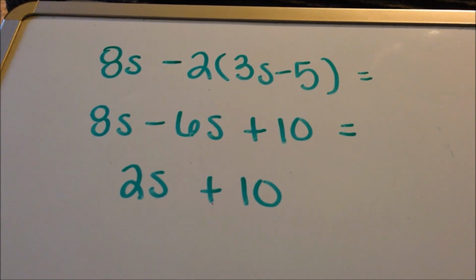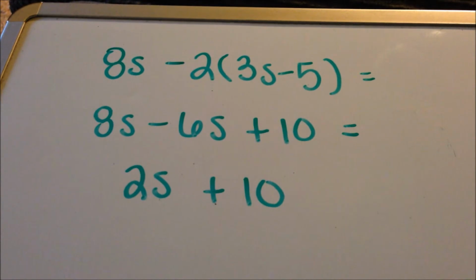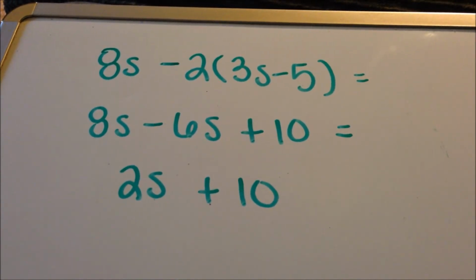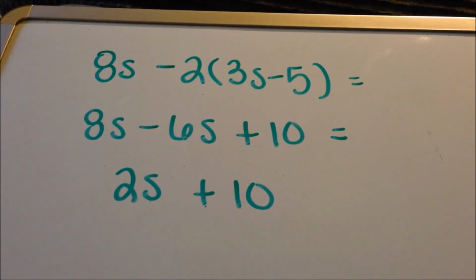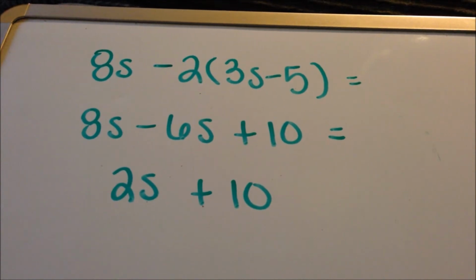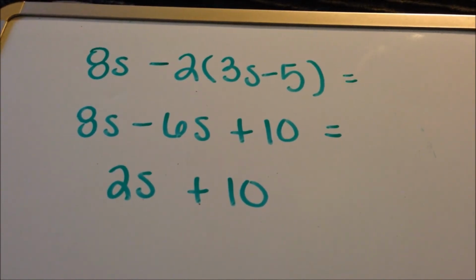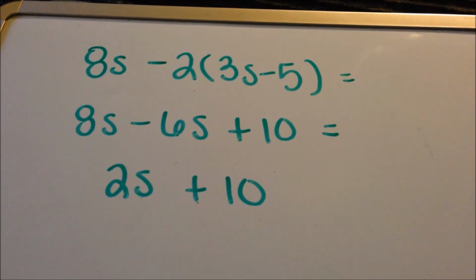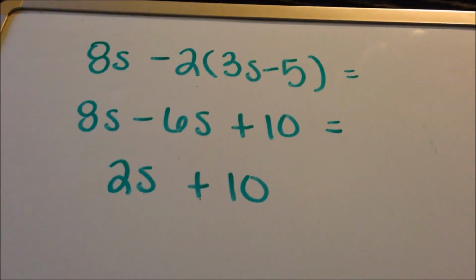Simplify 8s minus 2 times the quantity 3s minus 5. First step is distributive property. We're going to distribute negative 2 to both 3s and negative 5. Make sure you distribute not just the 2, but the negative 2. So negative 2 times 3s is negative 6s. And negative 2 times negative 5 is positive 10. So at this point we have 8s minus 6s plus 10. Combining like terms, we get 8s minus 6s, we get 2s plus 10.